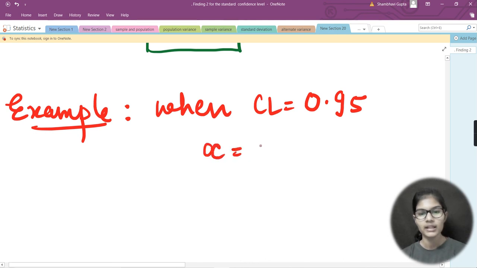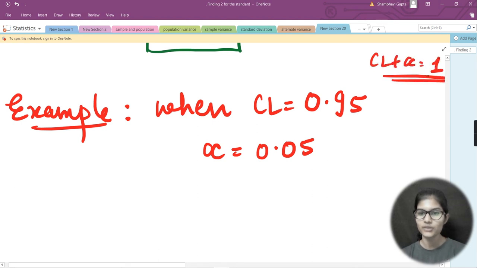So alpha will be 0.05, right? Because it is a very simple addition. Let me explain it this way only: when we write CL plus alpha is equal to 1, the value for both together always becomes equal to 1, right? So if CL is given as 0.95, alpha will be 0.05 only, because we just want the 1 here.